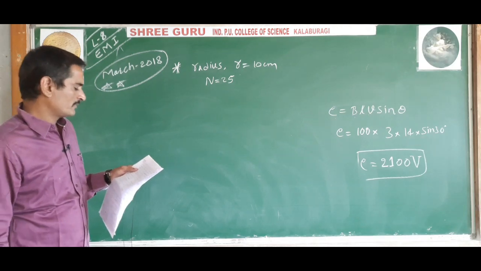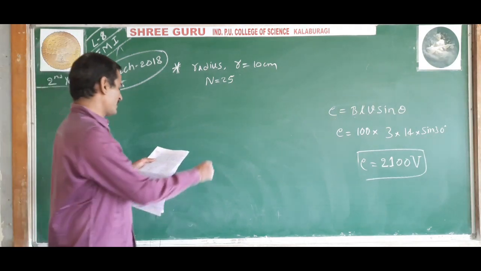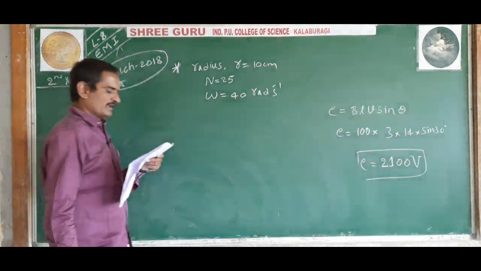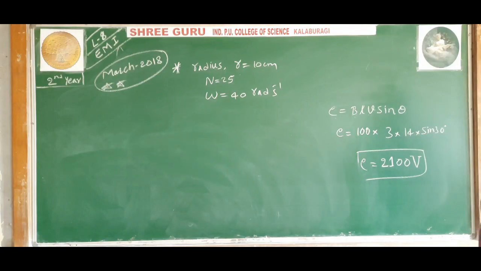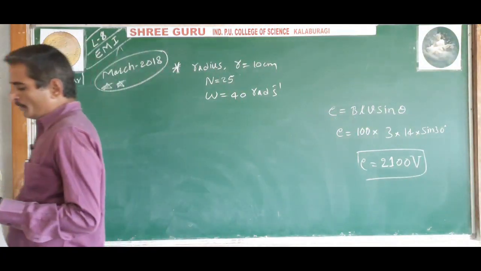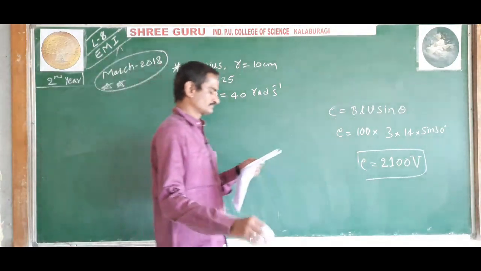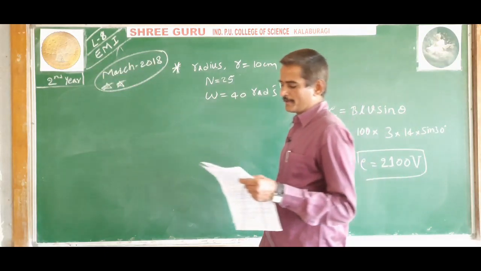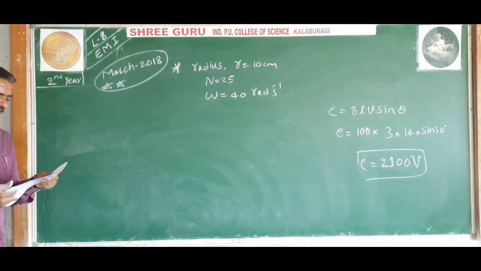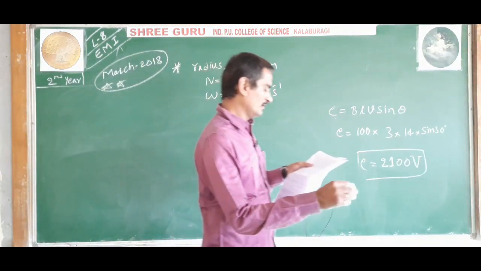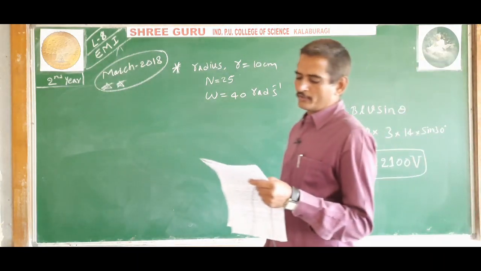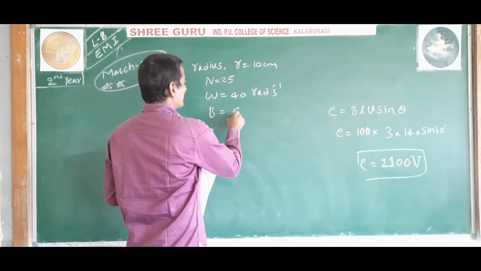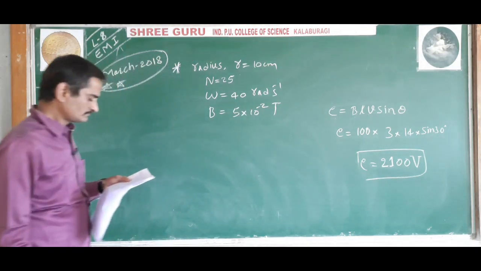With an angular speed of 40 radian per second, in a uniform horizontal magnetic field of magnitude 5 into 10 to the power minus 2 Tesla.